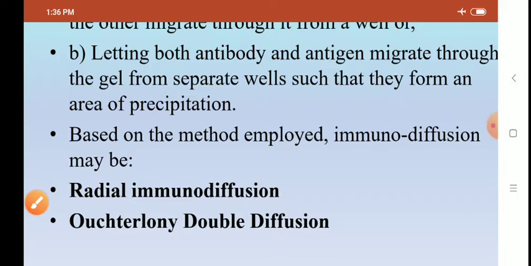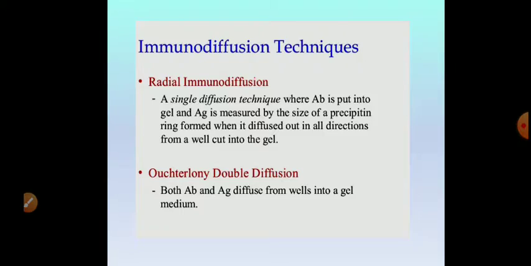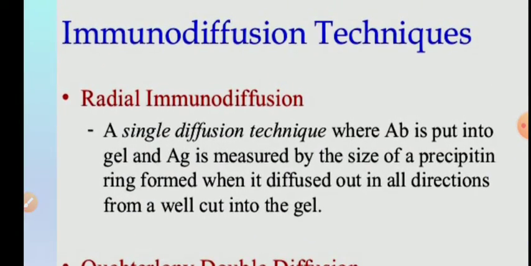Now out of the two, the antigen and antibody, antibodies are already in the gel. Only one of the two diffuses, that is the antigen here. So the name single radial immunodiffusion. The other is Ouchterlony double diffusion. In case of double diffusion, two things move. Both antigen and antibody can move.